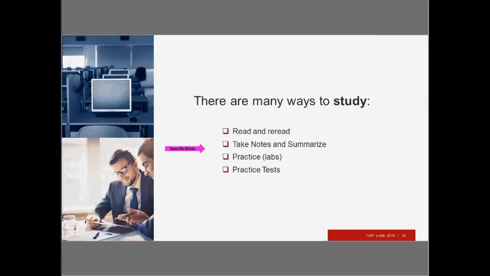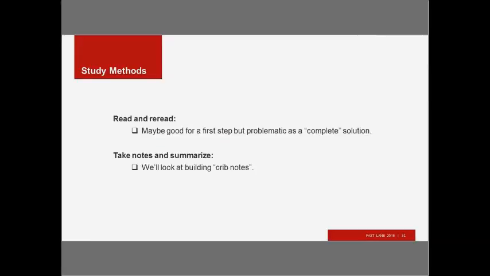There's take notes and summarize. So you can read the material and then try to create some sort of summary guide. You can do practice labs, and there's the option of practice tests. Or at least this is the way you would normally study. Read and reread, I mentioned this. It may be good for a first step, but it's problematic as a complete solution. What we're doing here is we're starting to build crib notes for these various exams, and we're starting to review them in the classes that we're delivering here at Fastlane.